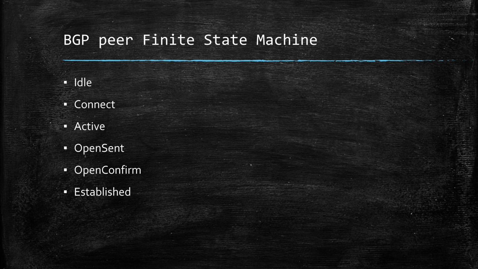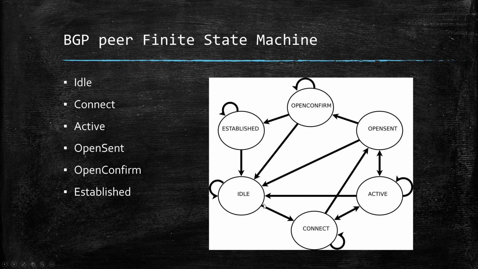I will give you a brief overview of how the BGP finite state machine operates. It always starts at the idle state. If it has a valid route to the peer, it will go to the connect state. Here it will try to establish the TCP session. If it fails, it will go to the active state where it will wait a certain amount of time. It is called the connect retry timer.